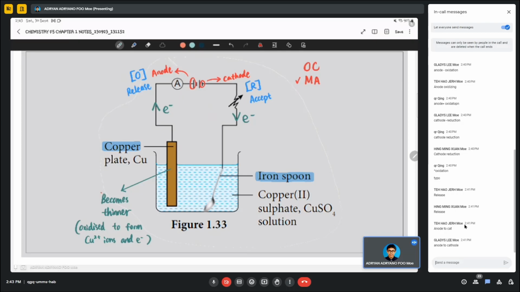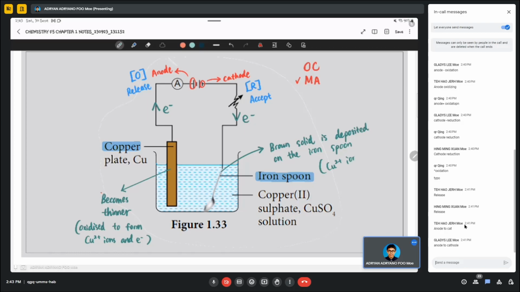So it will become thinner. What about the iron spoon? You will see a brown solid. Don't write 'brown solid attached'; don't use this word. Logically it is correct, but in scientific terms we don't say it. We write: brown solid is deposited on the iron spoon. This is your observation.